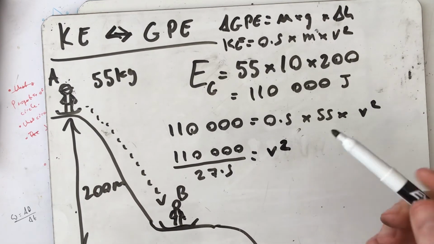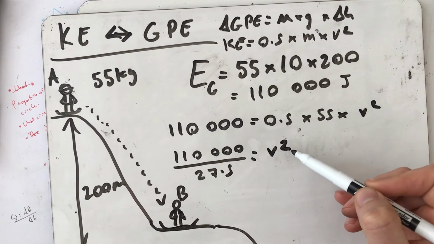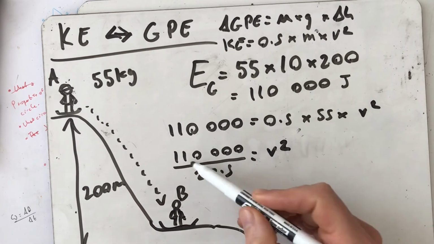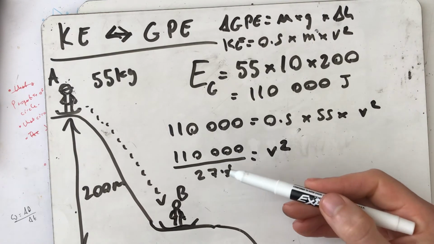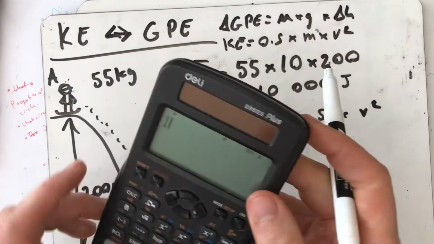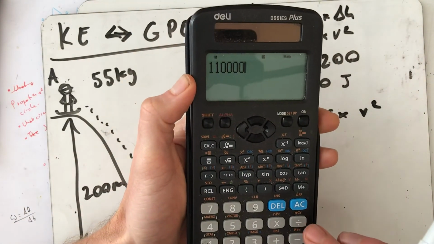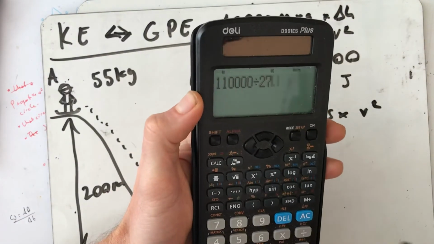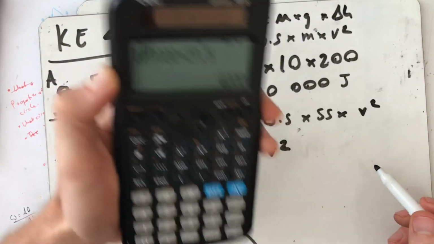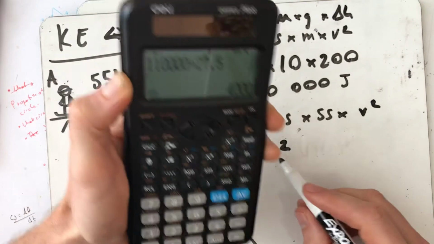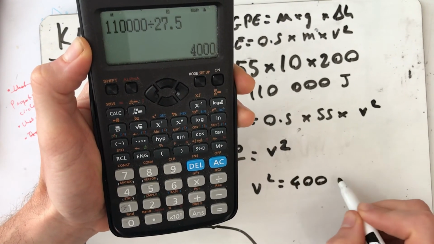Now, I'm going to pause here. A really common mistake is for people to forget there's a squaring going on here, okay? If we divide this, we're still going to get a really, really huge speed, which is too big for a typical snowboarder. So, let's take 110,000 and divide by 27.5. And that's going to get us 4,000. 4,000 meters per second is too fast for a snowboarder. So v squared is equal to 4,000.